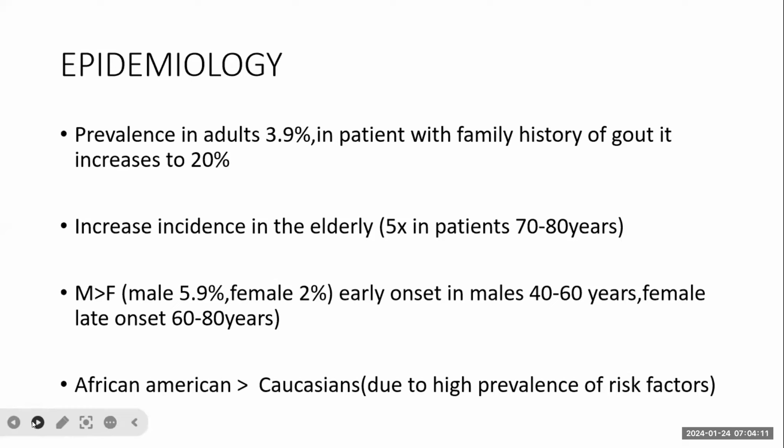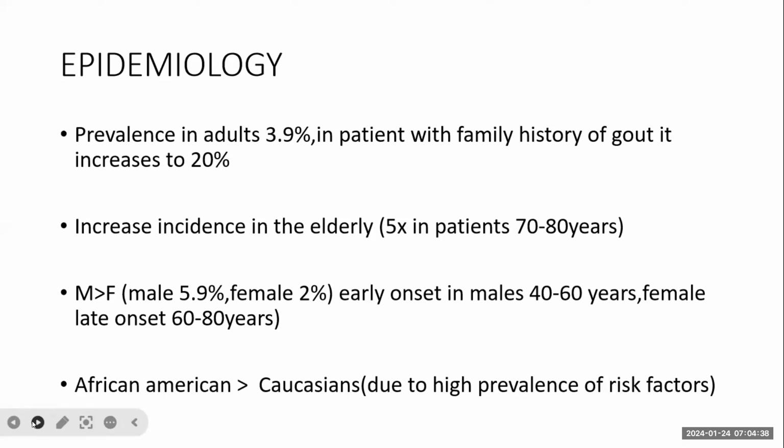It's more seen with increasing age, the elderly. We have it about 5 times more in 70 to 80 years. And then male preponderance over females. In males, we have about 5.9%, and females about 2%. It's usually of early onset in the males, 40 to 60 years, and usually late onset in females, 60 to 80 years, basically because of the effect of estrogen. Estrogen is uricosuric in nature, so most times it comes up when the woman is postmenopausal.